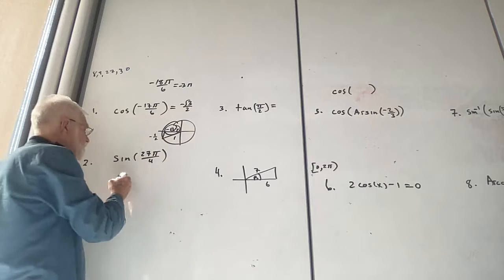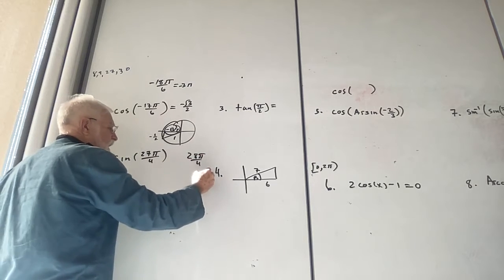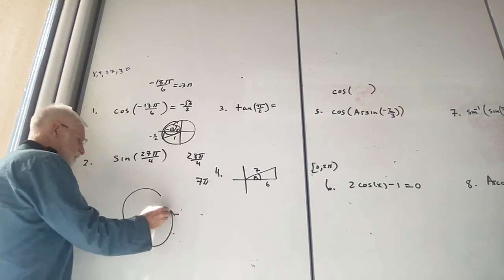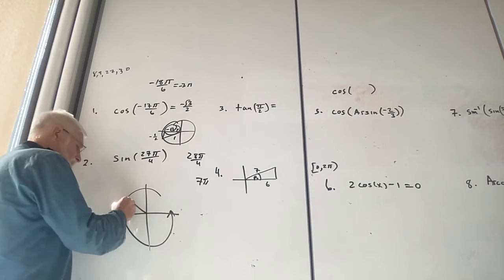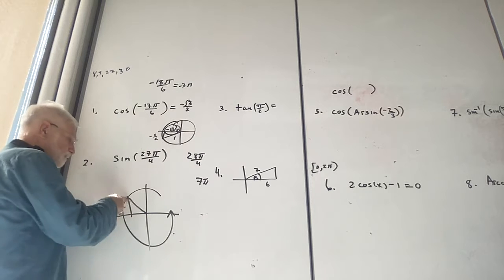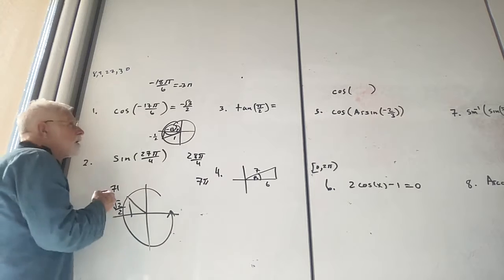27 pi over 4 is pretty close to 28 pi over 4. 28 pi over 4 is 7 pi. And we're one less going in this direction. So we should be at pi over 4. Boom, and we're looking for the sine. That's negative root 2 over 2, which is approximately negative 0.71.